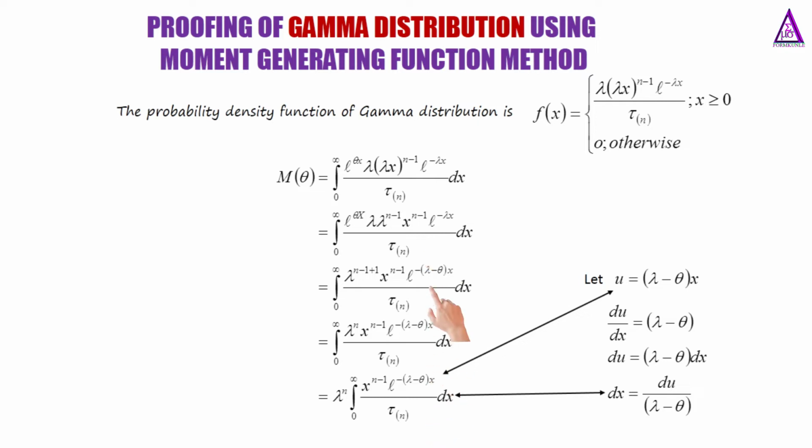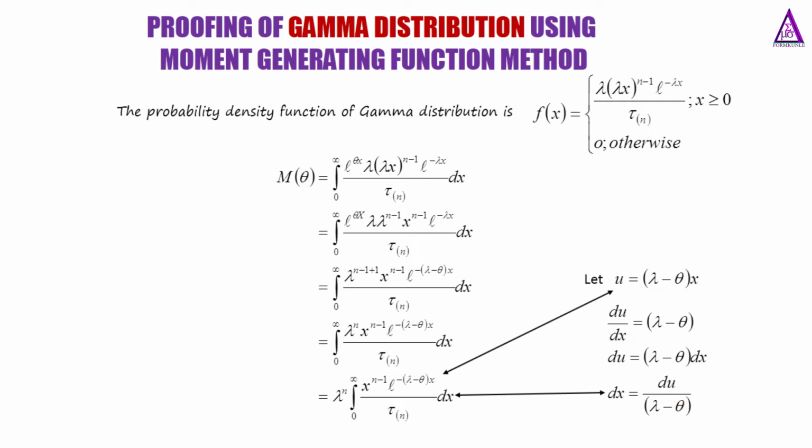In the third equation, we collect the like terms. In the fifth equation, we let u equal to (lambda minus theta) x. When we differentiate u, we have this one. Making x the subject of the formula gives us du divided by lambda minus theta. So anywhere we see (lambda minus theta) x, we represent it with u, while anywhere we see dx, we represent it with du divided by lambda minus theta.